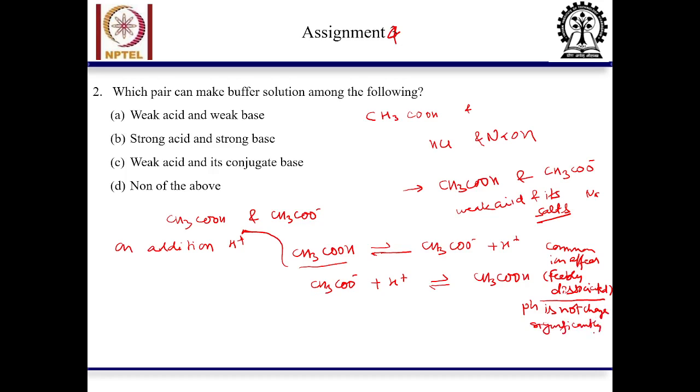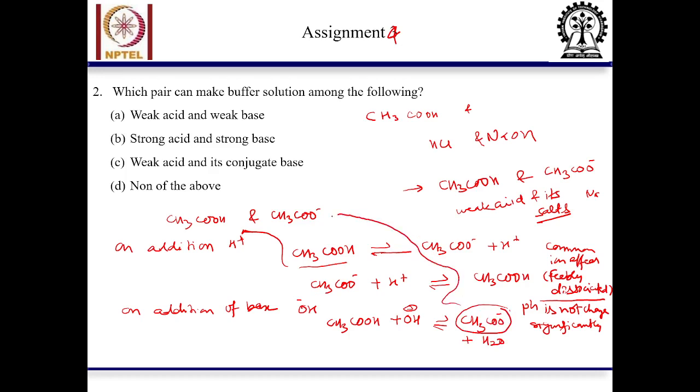Significantly, right? Now, what happens if we add the base? On addition of base, suppose we are adding the OH minus ion. Now what will happen? We have this CH3COOH. If we add the OH minus ion, it will form CH3COO minus plus water. Now CH3COO minus is already in the solution, right? And water is again very feebly dissociated, right?